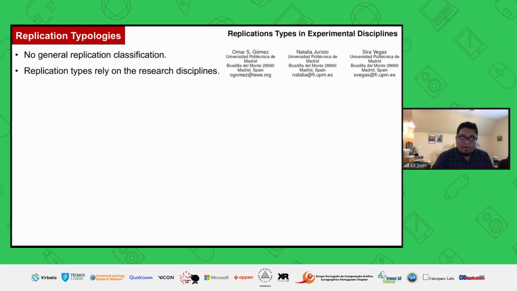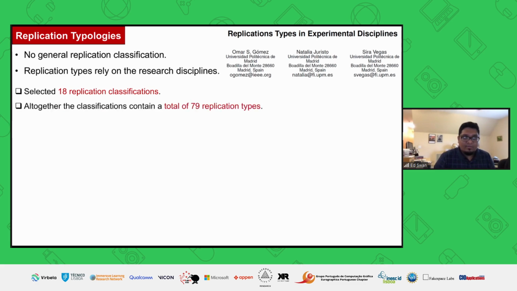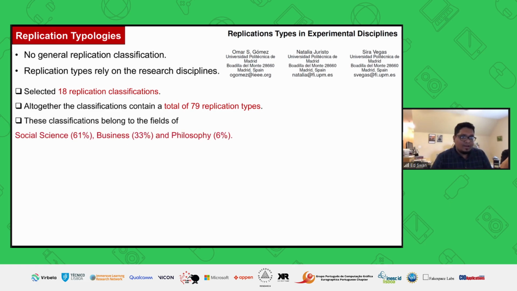I found a paper published in 2010, Replication Types in Experimental Disciplines, and that paper found 18 replication classifications. From those 18 classifications, I found there are a total of 79 replication types, which is quite a lot. They mentioned that most of the classifications come from social science, then business, then philosophy. It's not a general thing; it depends on your research field and domain.